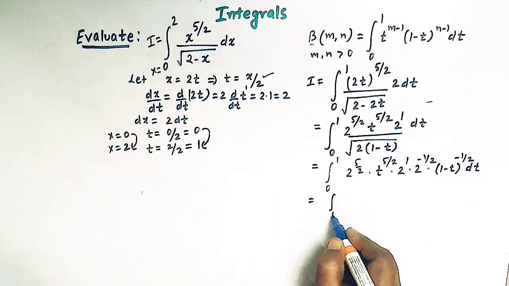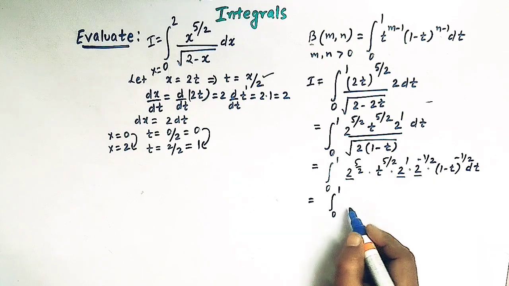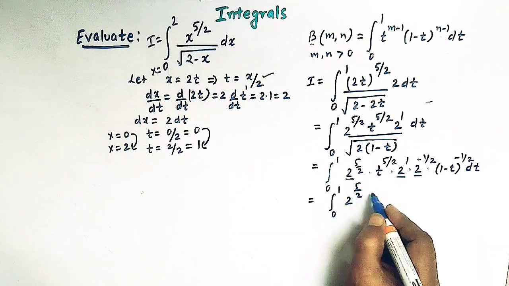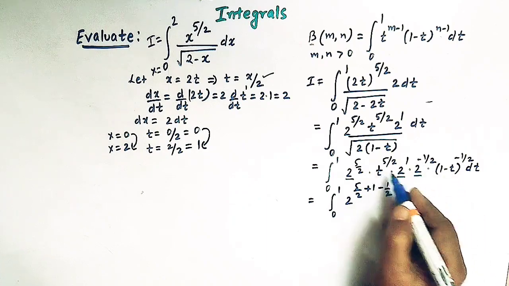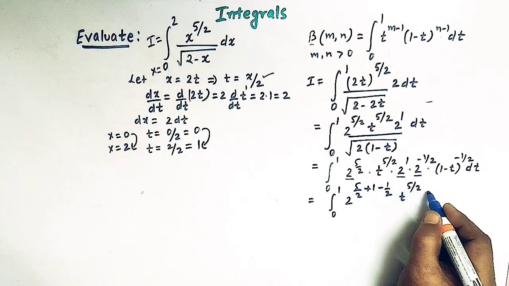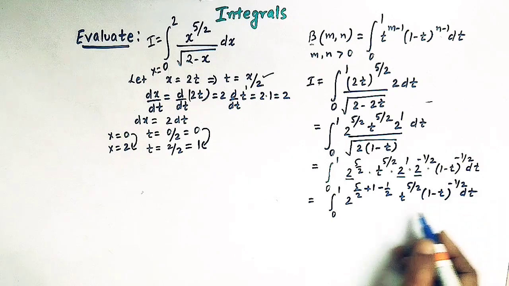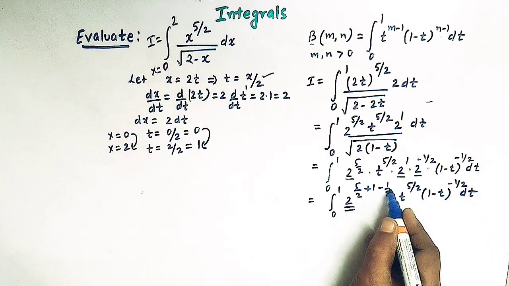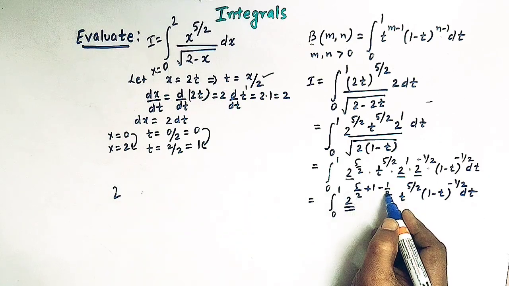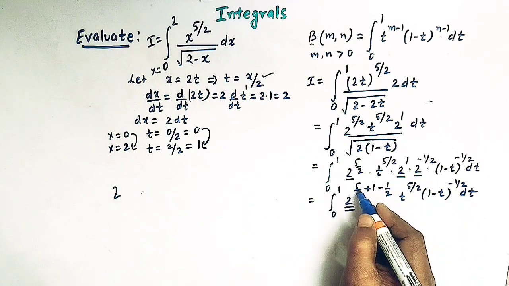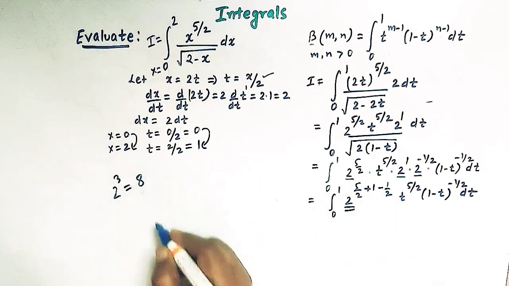So now let us further simplify it. Here we can collect all these 2's. So we have 2 raised to 5 over 2, then we have plus 1, and then we have minus half, and here we have t raised to 5 over 2 and 1 minus t raised to minus half, and here we have dt. Now simplifying this term, we have 2 raised to, here we have 5 over 2 minus half is 4 over 2, that is 2, and 2 plus 1 is 3. So we have 2 cube, that is equal to 8, right?